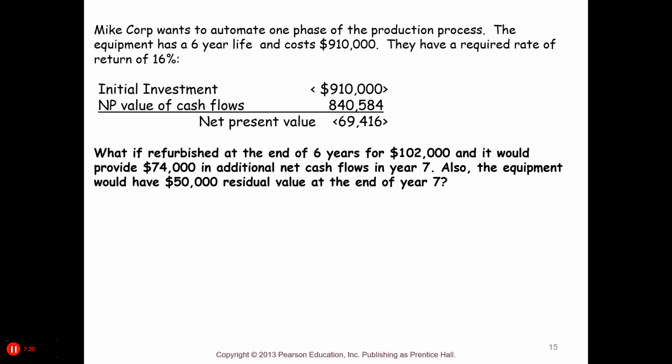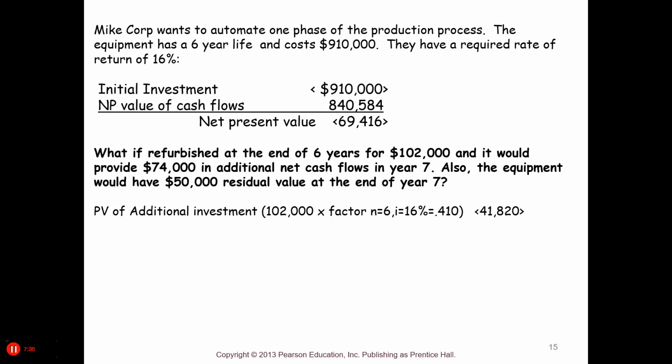Now, what if they come back and say, wait a minute, if we refurbish at the end of 6 years, and it provides an additional $74,000 of net cash, and we can sell it for $50,000 at the end of 7 years, should we do it? So we're going to take the present value of the additional investment. Remember, we're going to do it in 6 years, so we got a present value of that.